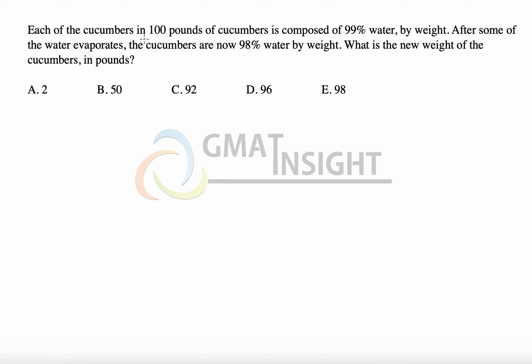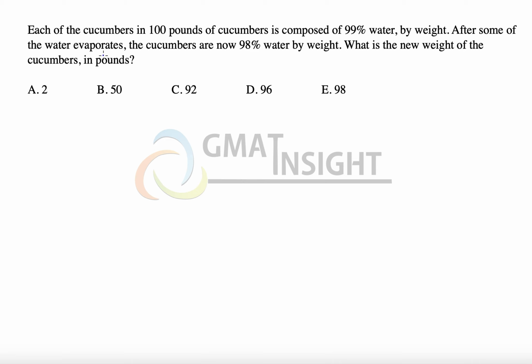Each cucumber in 100 pounds of cucumbers is composed of 99% water by weight. So this is a typical question in which they give us some information and hide some of the information. And in these questions, probing the unknown information is really an important aspect to solve it. So 100 pounds has 99% water, and we need to question what is the remaining 1%.